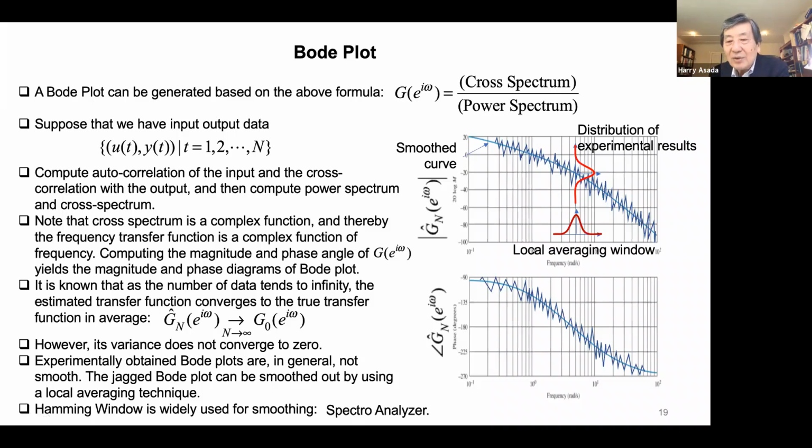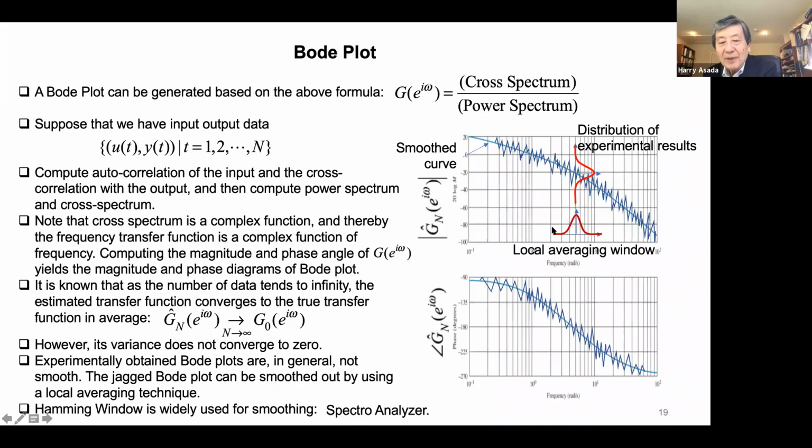So what you need to do is to carefully take some average of the Bode plot near here. Of course, as you expand this window, you get a better average. But then you mix the wrong frequency components, so that's not good. So we put some kind of weighted average, and this is a weight function, and there are many weight functions that are being used.